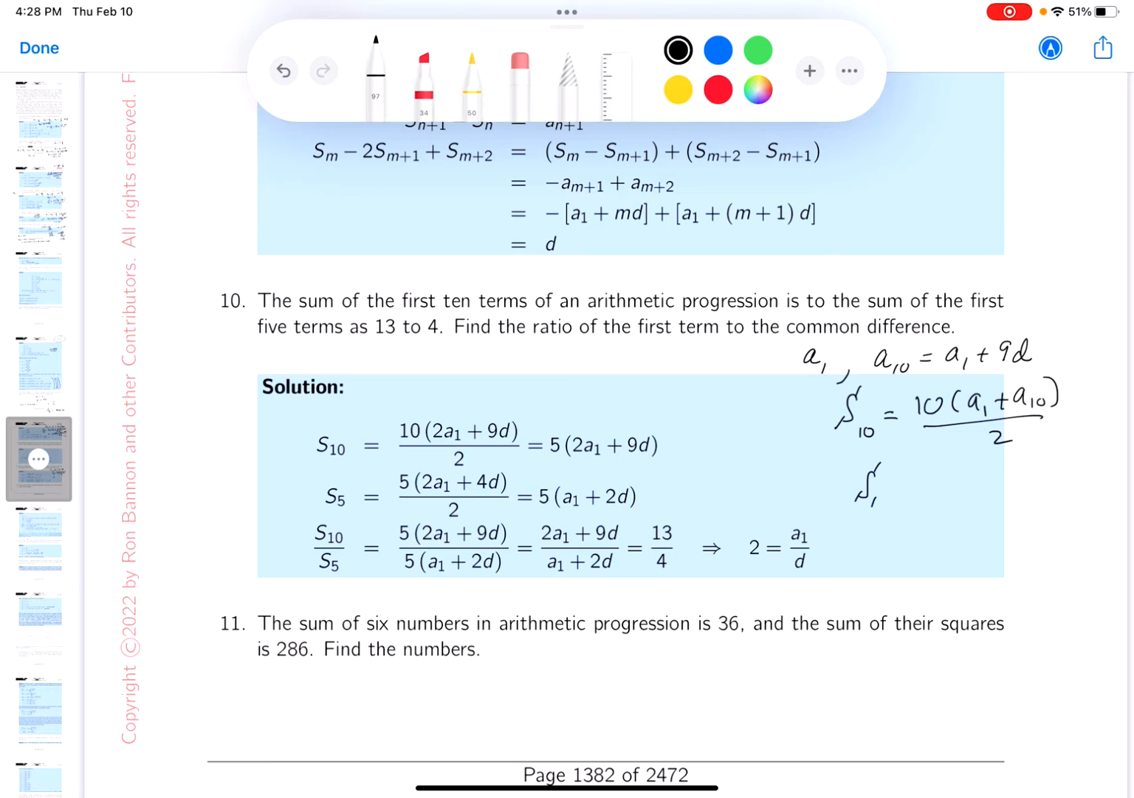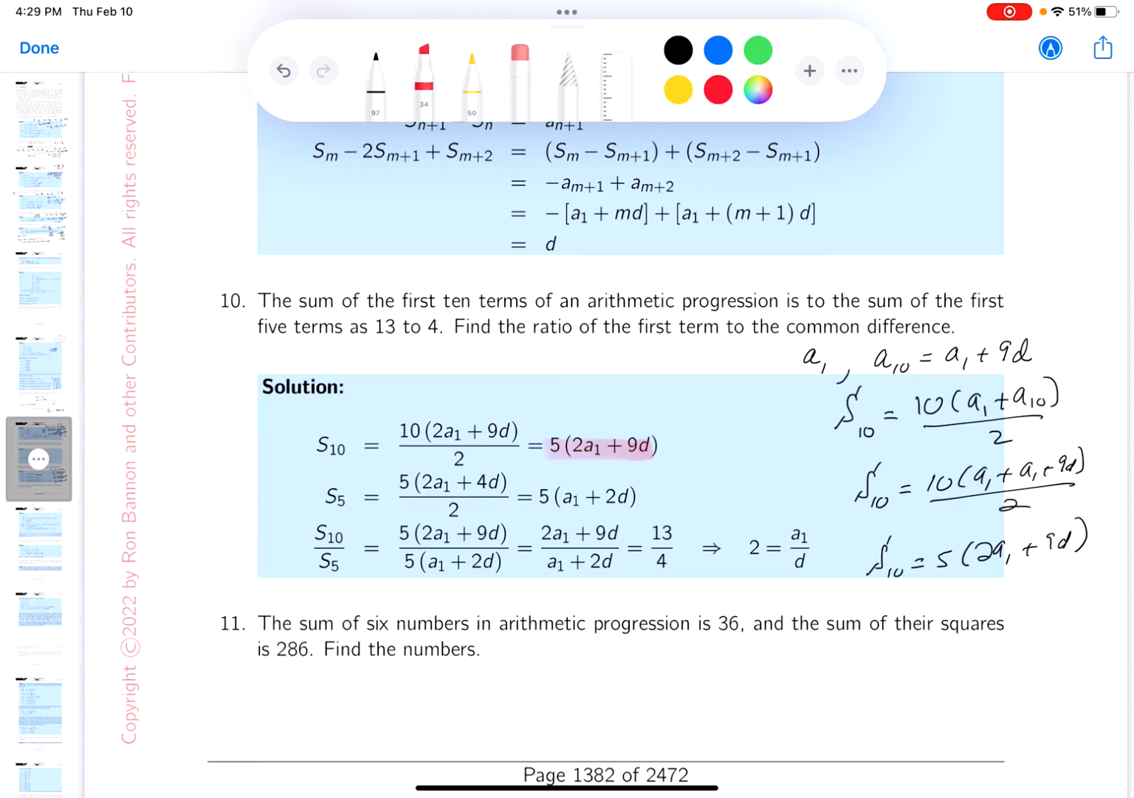I'll be honest with you. It doesn't look like a challenge for me. 10, A1, and then A10 is just simply A1 plus 9D, and that's over 2. And what would that give you? S10 is equal to 5 times (2A1 plus 9D). Again, if I were reading this, that's what my chicken scratch would look like on a piece of paper somewhere. And then I would say to myself, oh yeah, I see what he did there. All right, I actually see it.